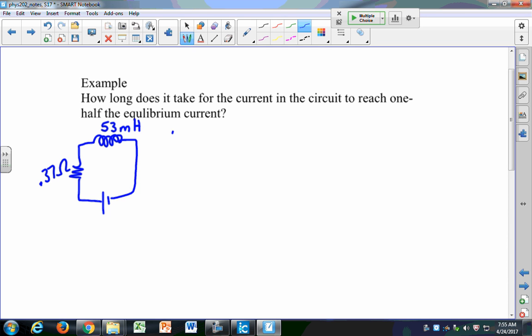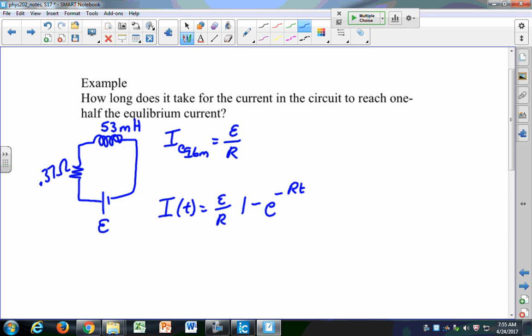Well, I know that the equilibrium current is going to be equal to the EMF over the resistance. And I don't know what the EMF is. It doesn't really matter because I don't want to know what the equilibrium current is or what 1/2 the equilibrium current is. I just want to know how long it takes to reach that. And so my equilibrium current, just from Ohm's law, is equal to E over R, the EMF over R. And then I know that my current at any particular time, I as a function of t, is equal to E over R times 1 minus e to the minus RT over L.